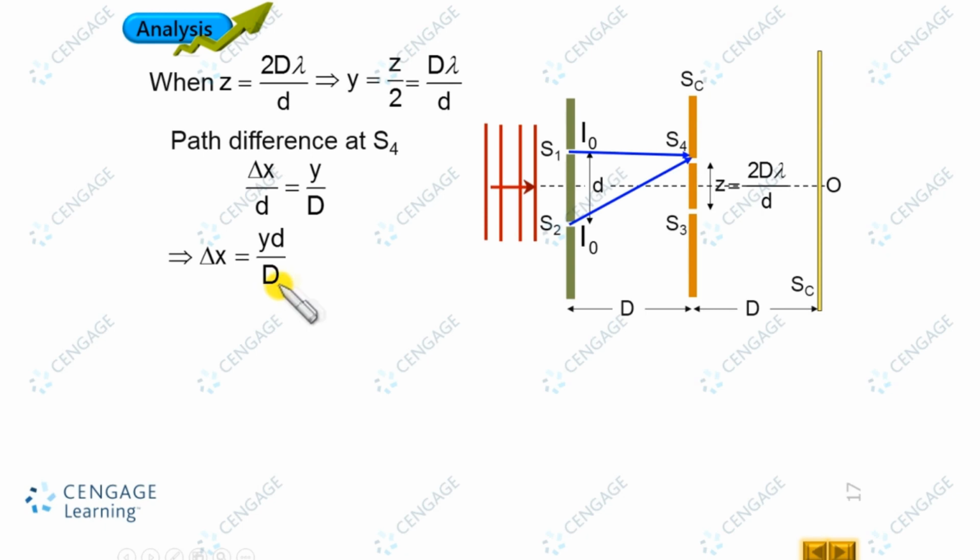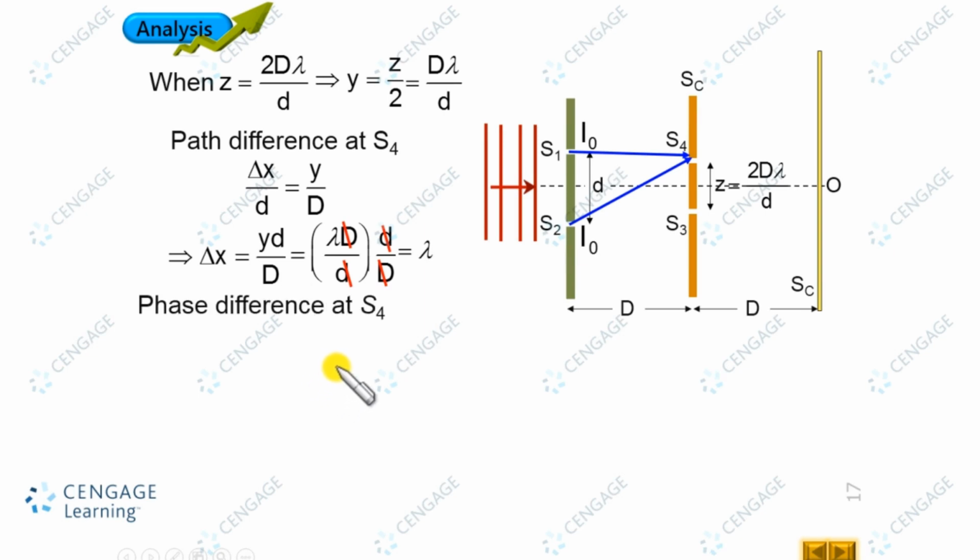We can now substitute this value. Now capital D and small d get cancelled, that will give delta x equal to lambda. Now we can calculate the phase difference corresponding to this delta x. Again using the same formula, phase difference equal to 2 pi by lambda multiplied by delta x, right? Lambda will get cancelled, that is equal to 2 pi. We got the phase difference at S4, that will be the same at S3 also.